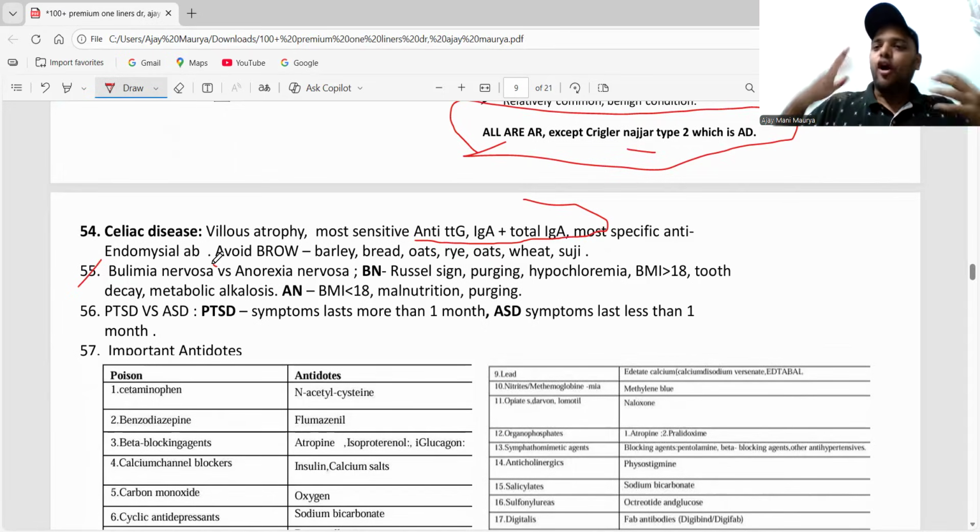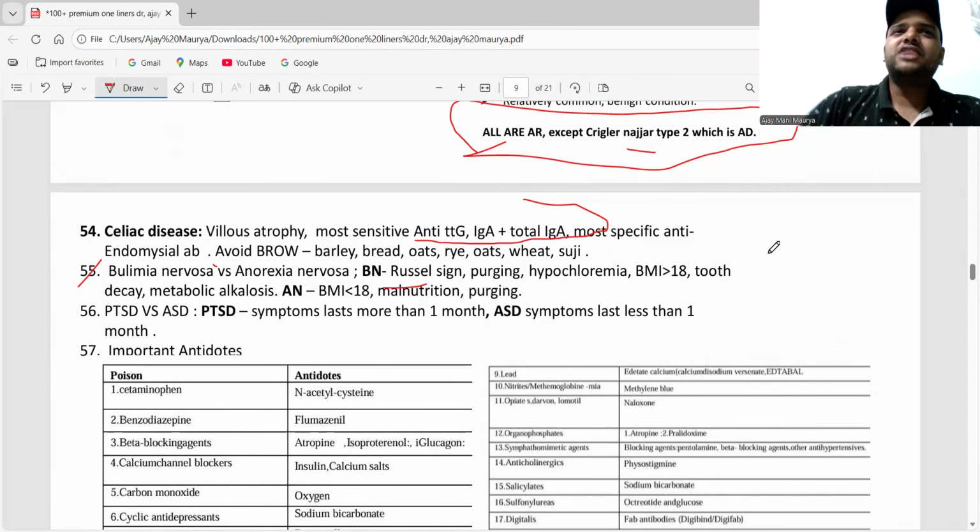So all the acidic content will come out. In the body there is metabolic alkalosis, hypochloremia, and electrolyte imbalance also. Whenever he puts a finger in the mouth, there is a mild injury from the teeth on the index finger and fingers. It is called Russell sign. The BMI will be more than 18 because he is eating. There is also tooth decay in bulimia nervosa because of the acid.